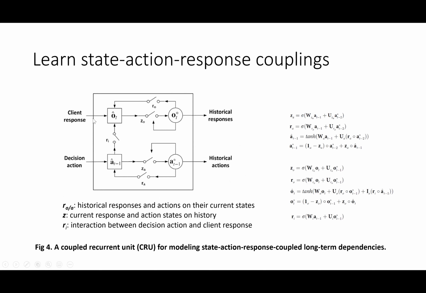So what we do is that we have the customer response at different time points, the current and historical. And similarly, we have the action historical and the current, right? So we build what is called a coupled recurrent unit. So what we have is the reset gate, update gate, and also an interaction gate. So basically, for customer response, we have the reset and update, and for the action, we have the same thing arranged. And then we build the interaction.